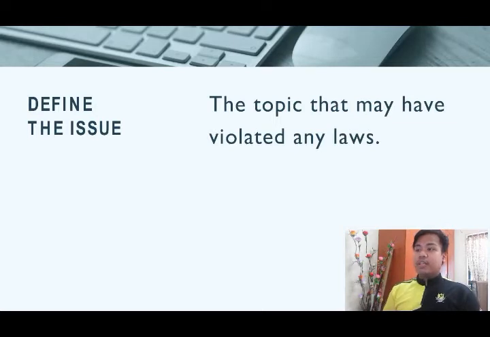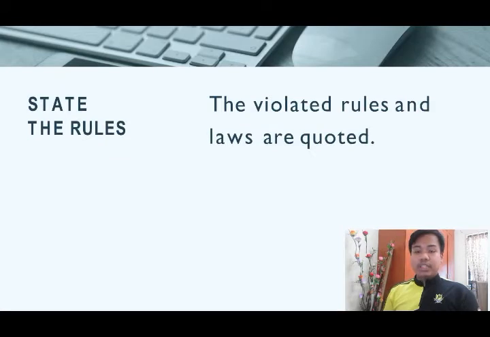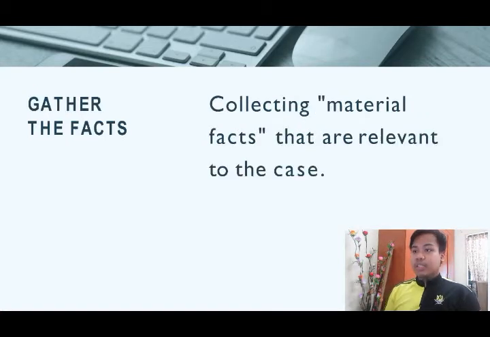We define the topic that may have violated any laws. The second one is we state the rules. The rules or laws that were violated in the issue are quoted. The third one is we gather the facts. In this step, we collect materials and facts that are relevant to the case.